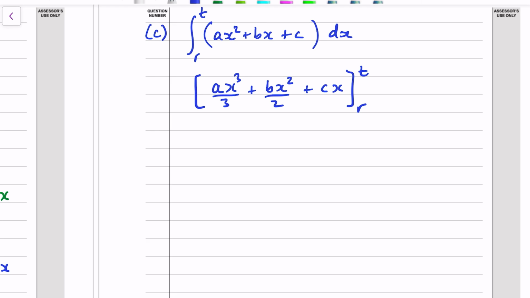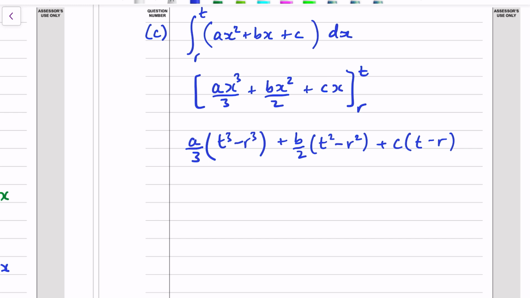So substitute the t value in. At cubed over 3, and then we're going to eventually get a minus ar cubed over 3, so I'm just going to do that in one go. So we've got t cubed minus r cubed. We've got b over 2, we sub in the t value first, t squared minus the bottom value second, and lastly c times t minus r. So that's the exact value of this integral. Of course, in most questions we know what a, b and c are because we know the specific parabola and the limits, so we just get a number. It looks like a horrible expression.